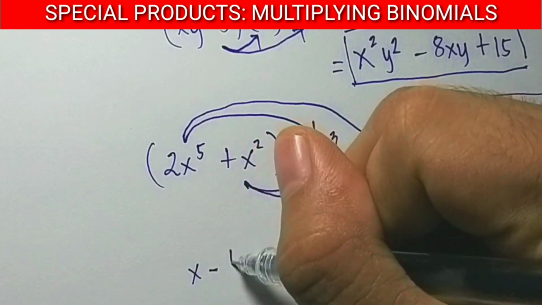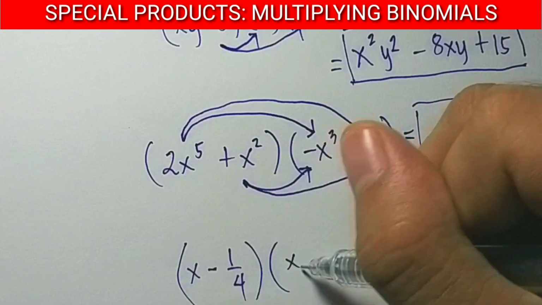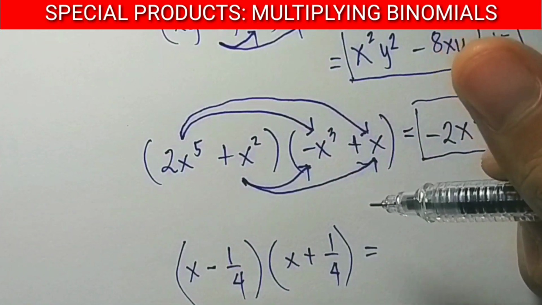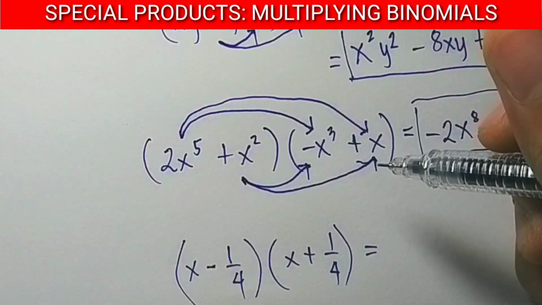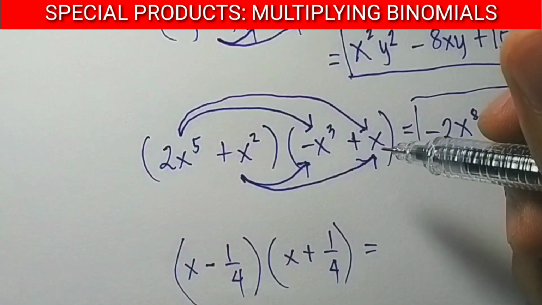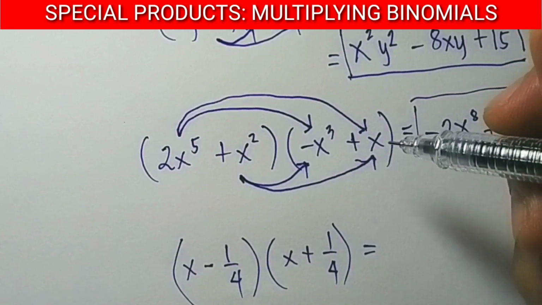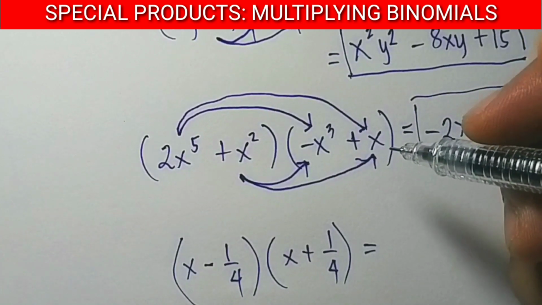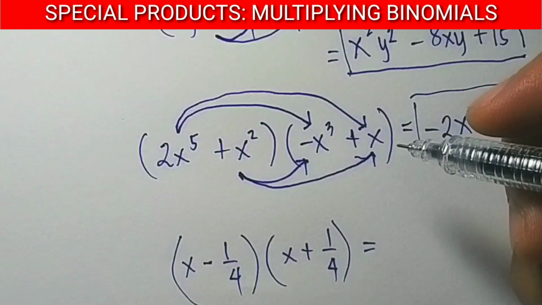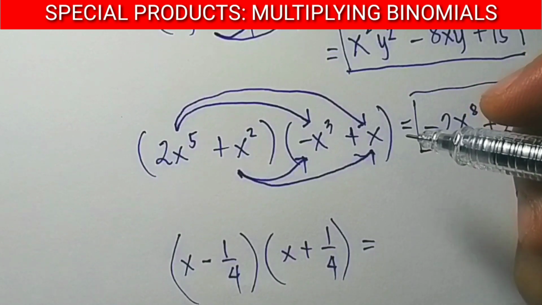(x minus 1/4) multiplied by (x plus 1/4). So walay, maski nahimo na ng fraction diri ha, pero walay na bag-o sa atong pamaagi sa pag-solve. So dili ta mahadlok nga uy naay fraction, lisod kaayo, dili kay wala may nabag-o sa atong pamaagi sa pag-solve. So gi-alisdan lang ang whole number, gi-alisdan lang og fraction. So balik ta sa atong rule, ay sa atong technique na FOIL.